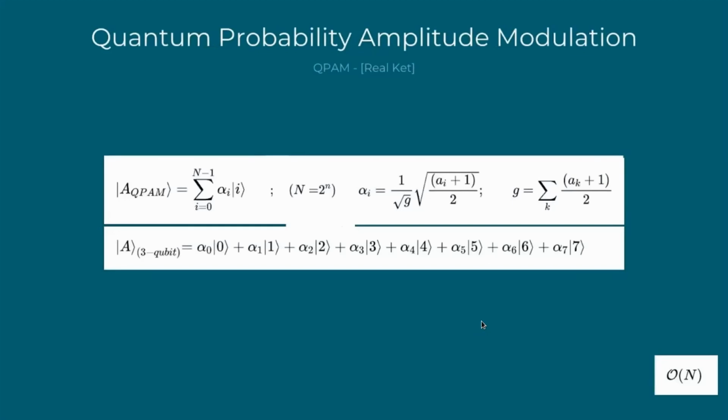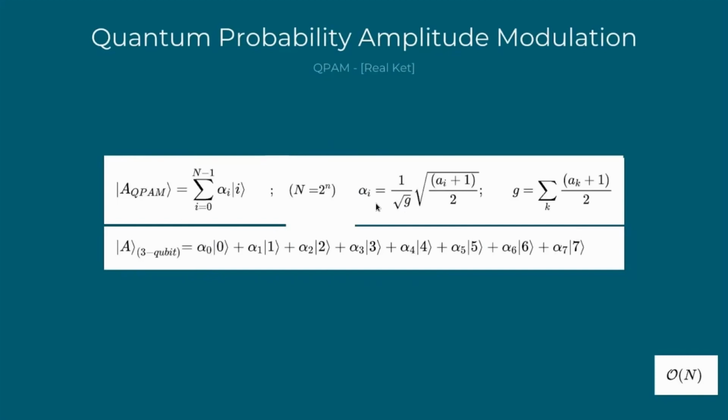So the QPAM version is just a simple superposition in which we store the raw information into the probability amplitudes of the superposition. Of course, we need to do some shifting and scaling to our audio samples in order to have something normalized that we can interpret as probability amplitudes. That's what this alpha equation is doing.